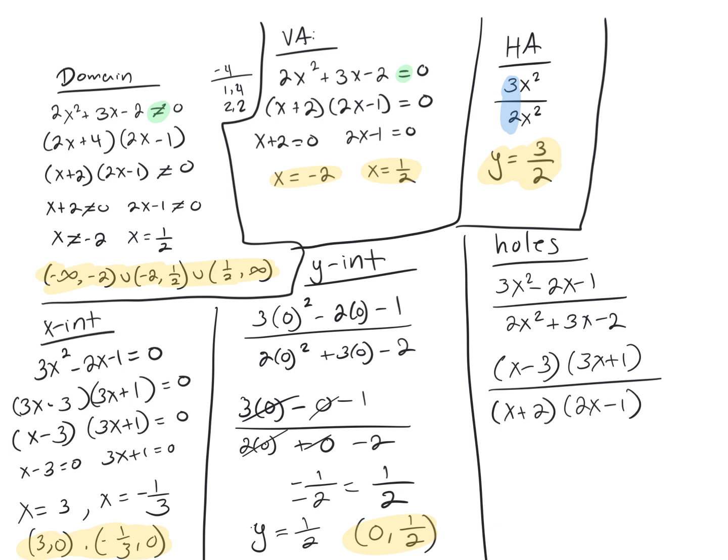And remember, for the holes, after you factor it out, you want to look for the factors that are the same that you can cross out. In this case, we cannot cross any of them out, so it means there are no holes in this problem.